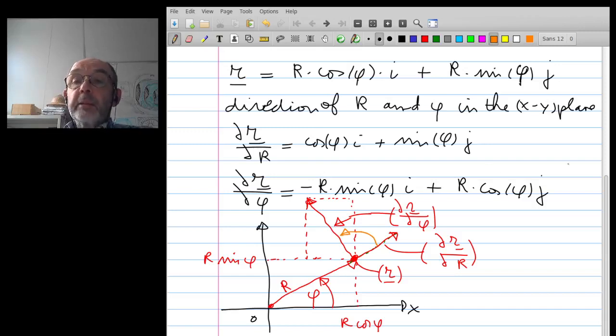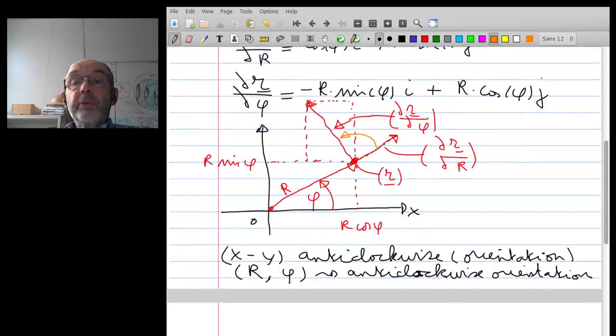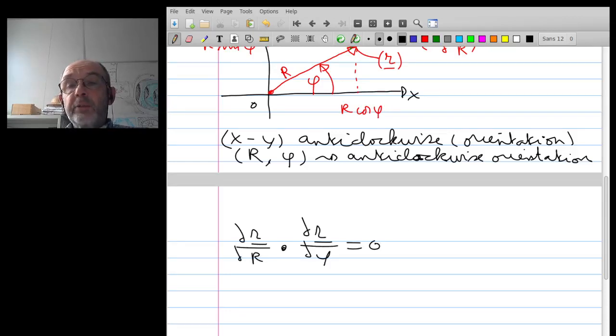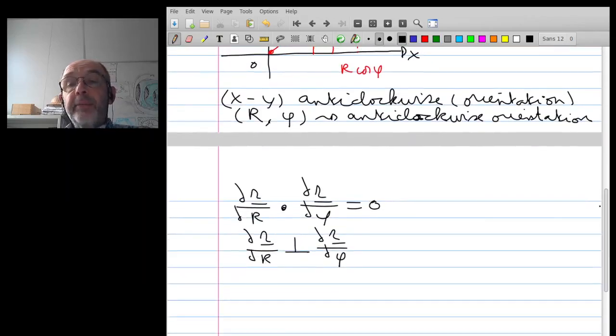What do I see more? I see that if you take the inner product of those two derivatives, we get a 0 out of it. So we have here the derivative of r with respect to the radius, and you take the inner product with the derivative of r with respect to phi, we get a 0 out of it. And so those vectors stay perpendicular to each other. That's of importance.